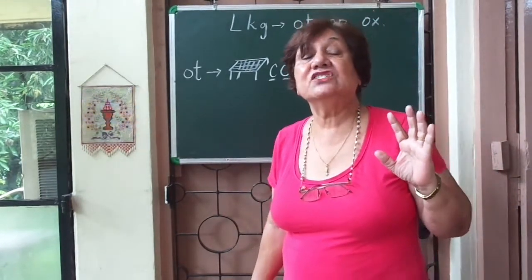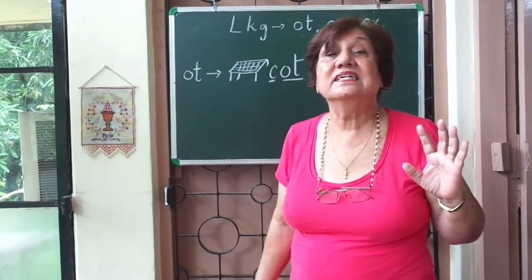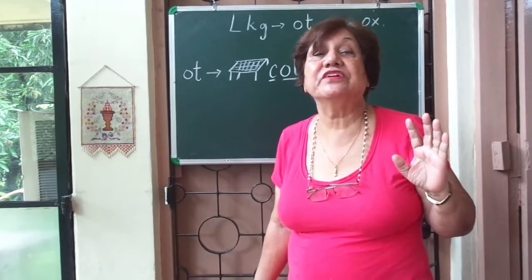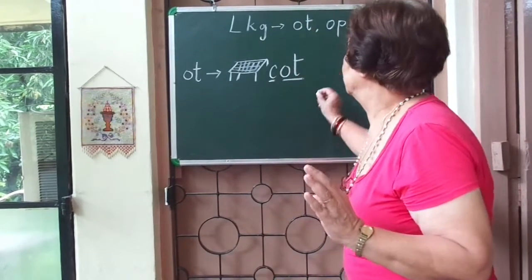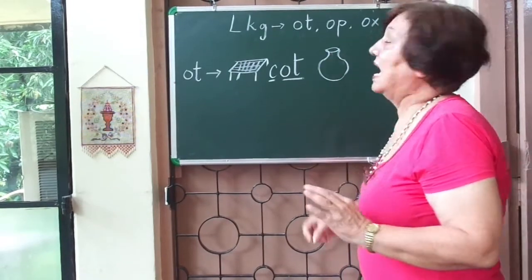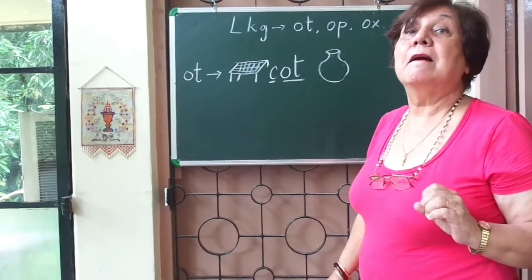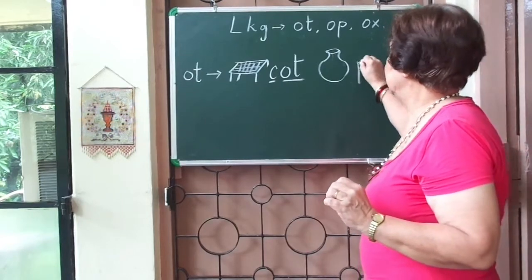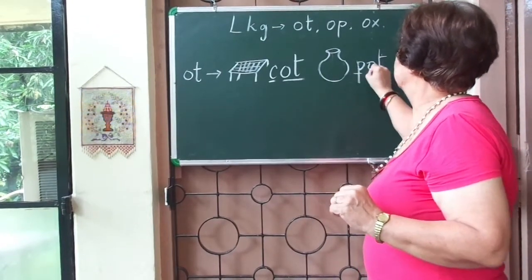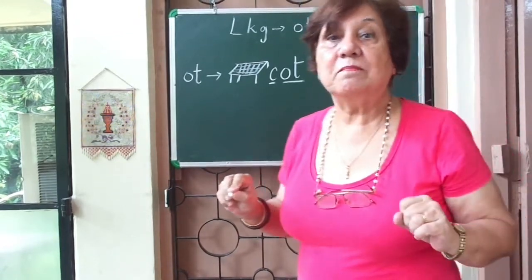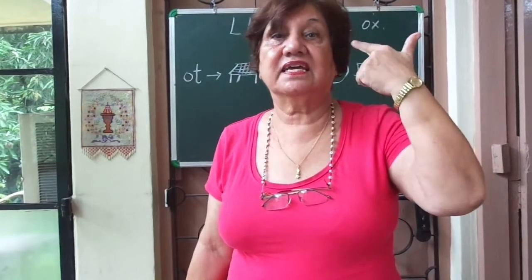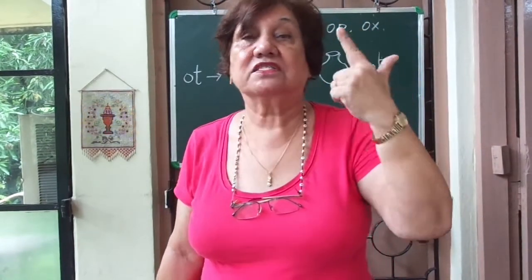Now you find that your mummy puts water in a pot for it to become cool. Drinking water in a pot. So I will draw a pot. And who says per? P says per. Per and ot. O-T, ot. Per, ot. Pot. So the first word we've learnt is cot. The second word we've learnt is pot.